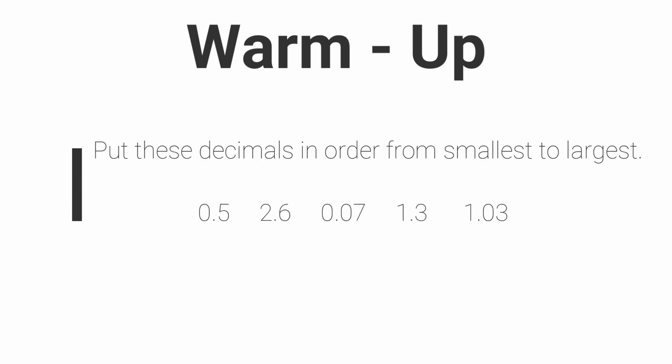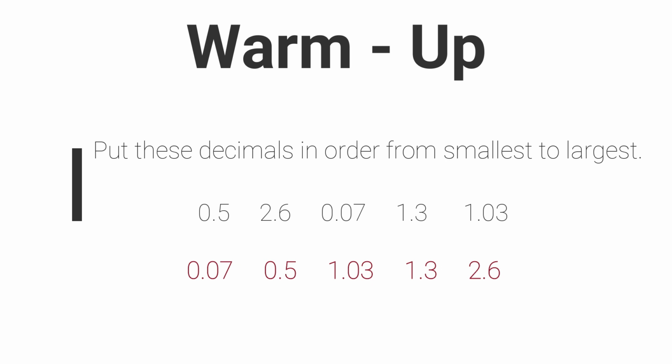Well, here's what you should have got. If you put these decimals in order from the smallest to the largest, your first number should be 0.07 or 7 hundredths. Remember, hundredths are very tiny. Then up from that, you would have 0.5 or 5/10ths, because 5/10ths is bigger than 7 hundredths. Then you would get 1.03. At this point, you now have a whole number with some parts.